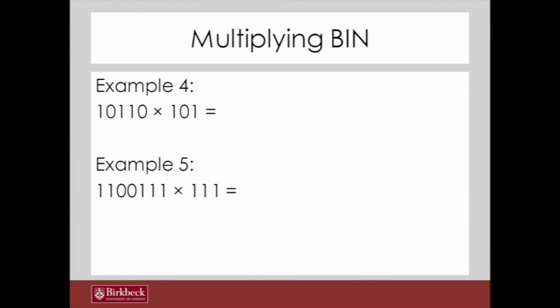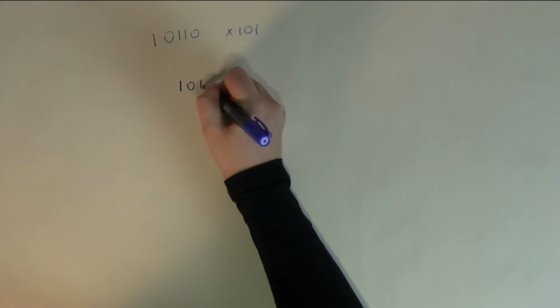Okay, next example. 1 0 1 1 0 times 1 0 1. So again, copy the digits one under the other.